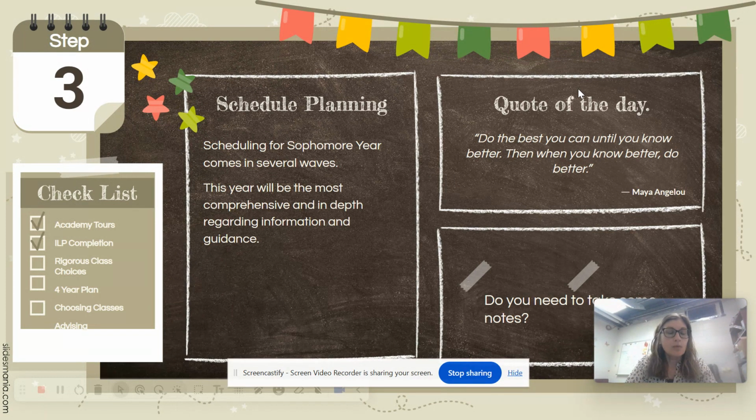And then today we are going to look at rigorous class choices. Next they will create a 4-year plan so that they can see what they plan to do with the remaining high school sections so that they can make intentional high school scheduling choices. Then a week later, they will choose their classes. And then after they've had some time to process, they will have an advising session with the person that's going to be their counselor for the next upcoming years.